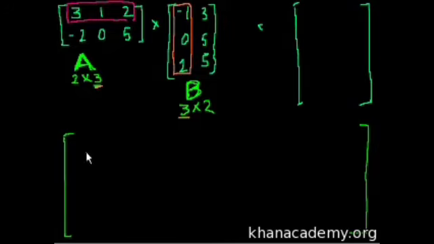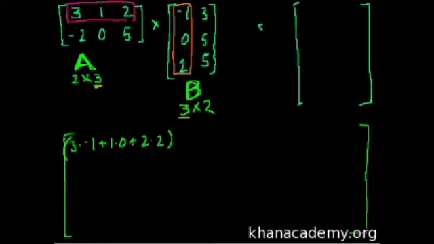So to get this row 1, column 1 element, what do I do? I multiply this vector times this vector. I take the dot product, right? So it's 3 times negative 1. I'm just going to write it all out. 3 times minus 1 plus 1 times 0 plus 2 times 2, I'll just write it 2 times 2. There, we got the first term.